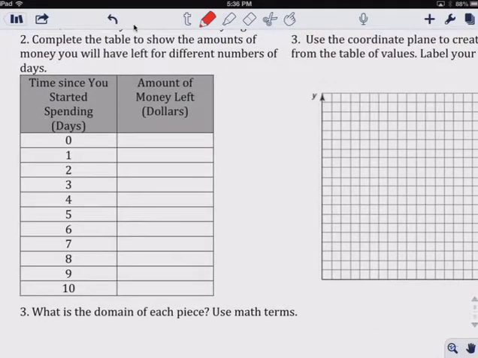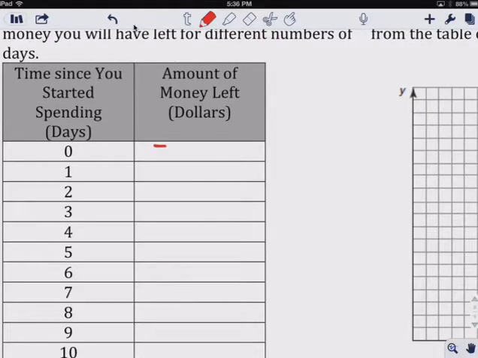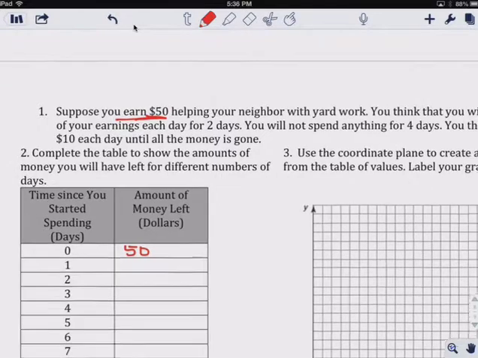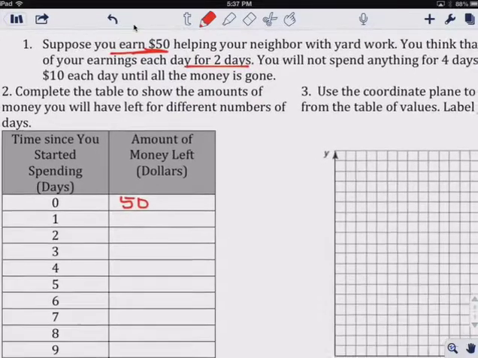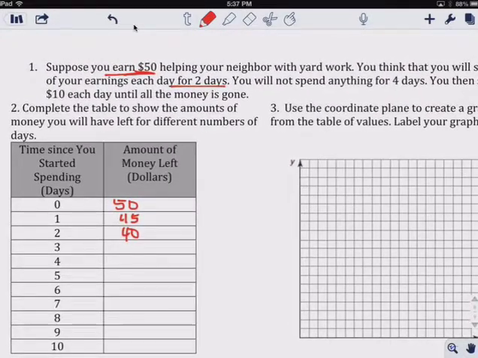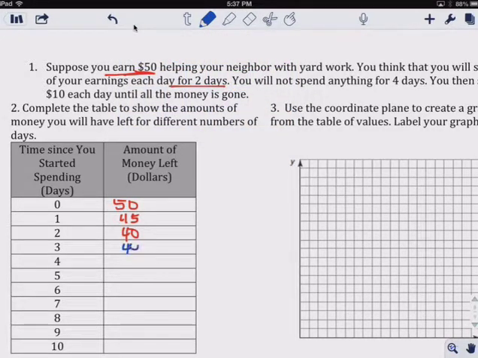This was, I don't know, $50. Started out with $50. So I hope you annotate. You earned $50. You think you would spend $5 of your earning for the first 2 days. So one day you spend 5, you have 45 left. Spend another 5, you have 40 left. Okay. You stop spending for 4 days, so the next 4 days it stays the same.